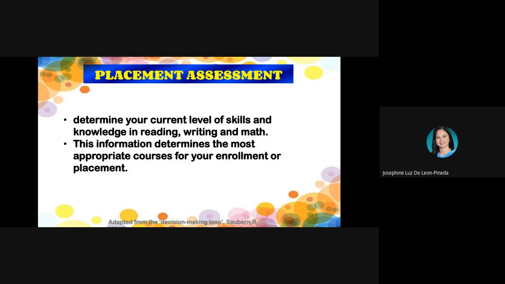Previously, the national government gave a national career examination for students, for them to know what would be the appropriate program that they will take once they enter college. So the result of that national career assessment will be given as part of the requirements for admission.